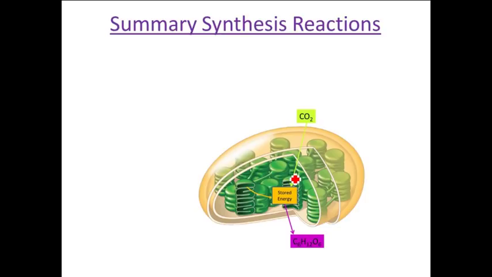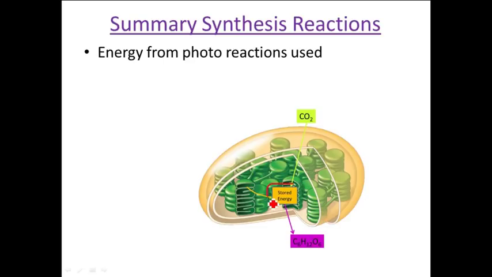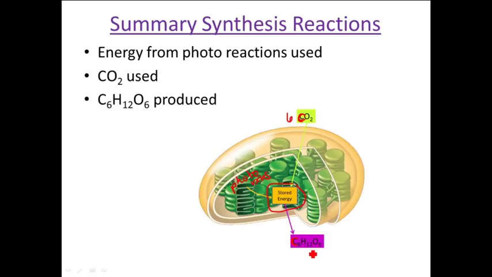Okay, so here's what you need to know about the synthesis reactions. The energy from the photoreactions is used. Remember, that's this stored energy right here. So this is from the photoreactions. Carbon dioxide is used. Carbon dioxide is used because it supplies carbon, right? And this carbon here, right? So it actually takes 6 carbon dioxide molecules to make 1 glucose molecule. Okay, and so this is the glucose, right? This is produced, this was the whole point of it.